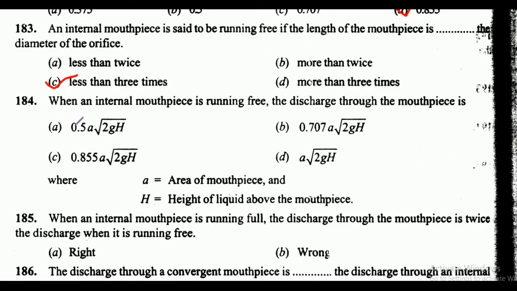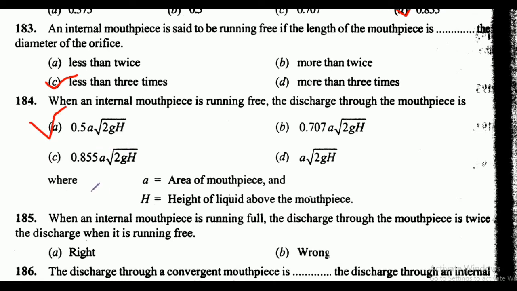Next is: when an internal mouthpiece is running free, the discharge through the mouthpiece is, here friends, these are the options, where A is equal to area of mouthpiece, H is equal to height of liquid above the mouthpiece. So here, friends, the correct answer is option A, that is 0.5 A under root of 2GH.